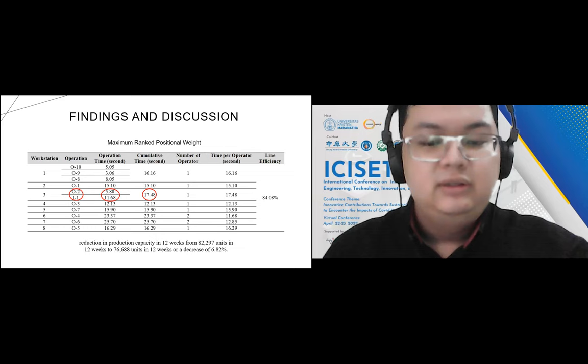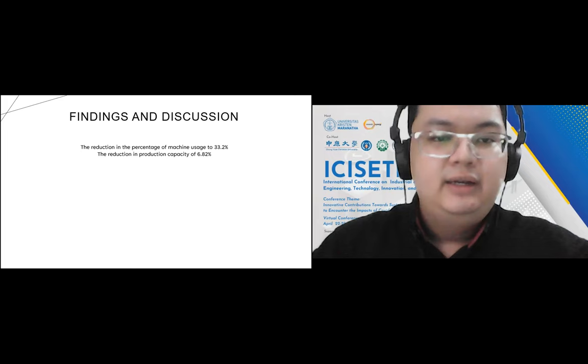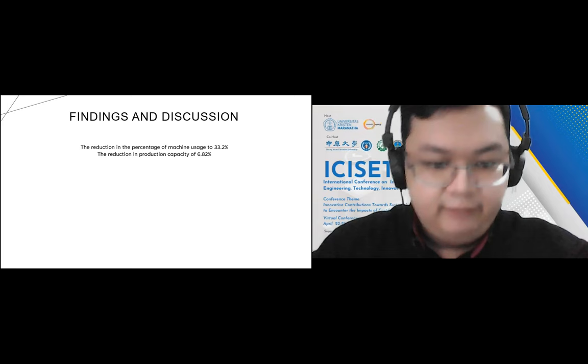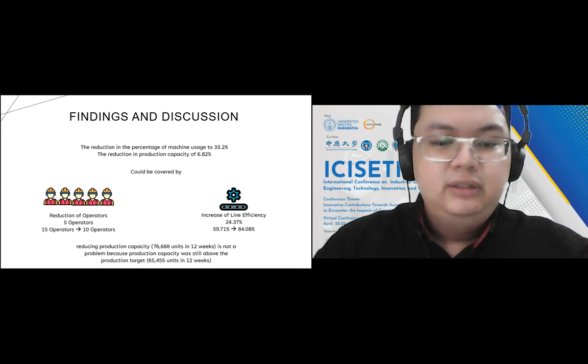However, the reduction in the percentage of machine usage to 33.2% and the reduction in production capacity of 6.82% could be covered by the reduction of 5 operators and a 24.37% increase in line efficiency from the actual system. In addition, reducing production capacity is not a problem because production capacity was still above the production target.